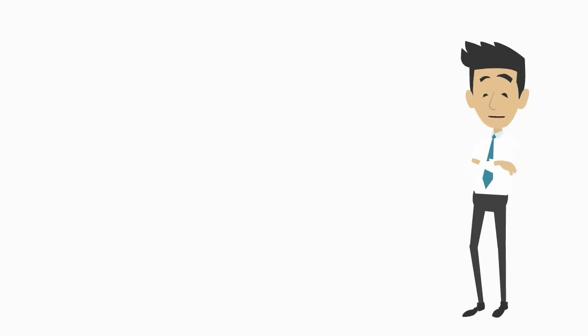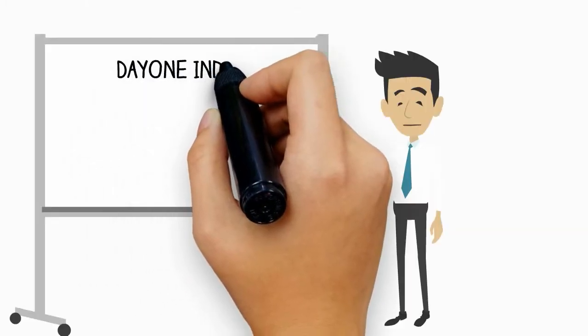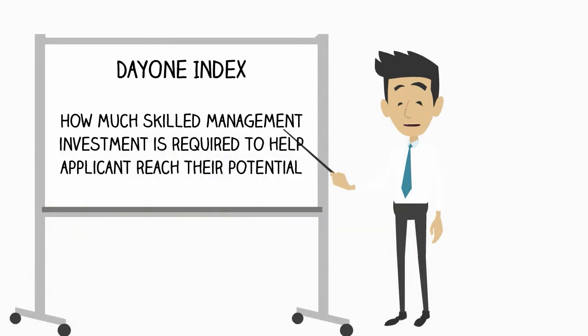Now, sometimes this is easier said than done. So to help you make the best decision possible, we've created the DayOne Index to give you insight into how much management investment someone is going to need. The other score on the last page of the screening report is the DayOne Index. The DayOne Index is a measure of how much effort and investment is going to be necessary from the manager to help this person realize their potential.